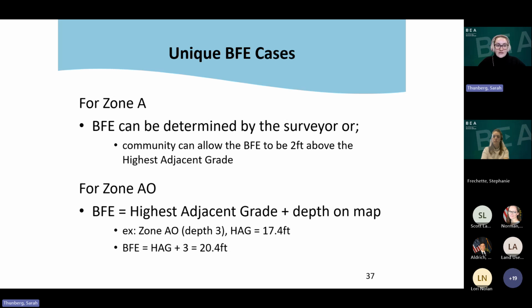So that would be how you determine the BFE for zone AO, and then you would want to add any additional freeboard requirements on top of that BFE. So in some cases, if you are a community with a freeboard requirement of 2 feet, the way that it would work out is that the minimum building height would have to be 5 feet above the BFE in this case.